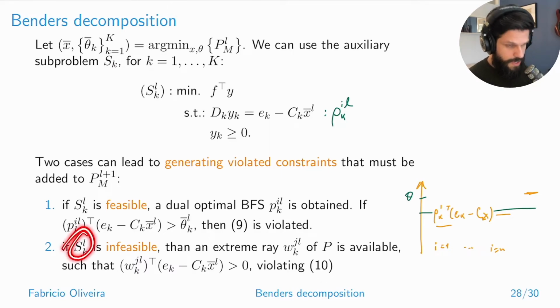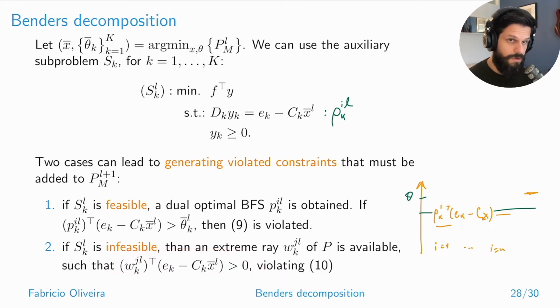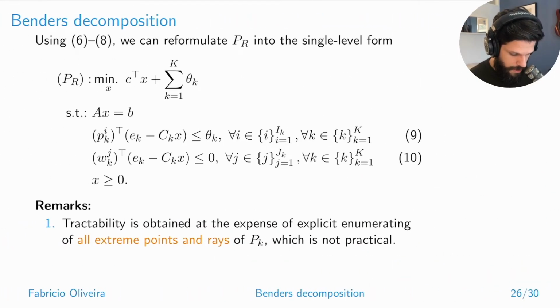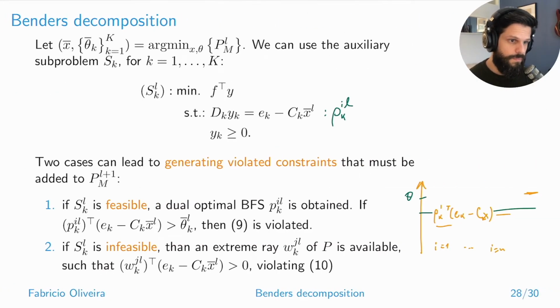And once again, if S is infeasible, then it means that you just found an extreme ray for which this happens, and therefore violating the constraint 10, which was, well, originally this. Okay. So if you either observe this or you observe that, then you generate a new point that requires rinse and repeat.